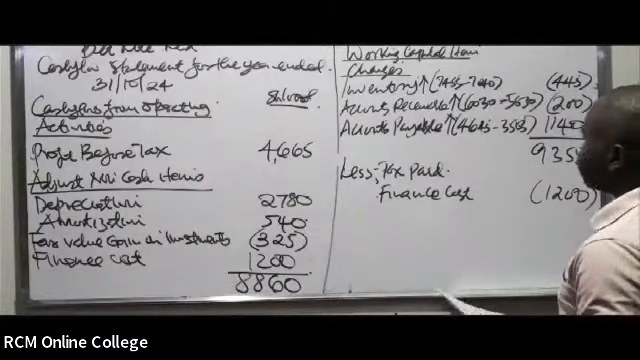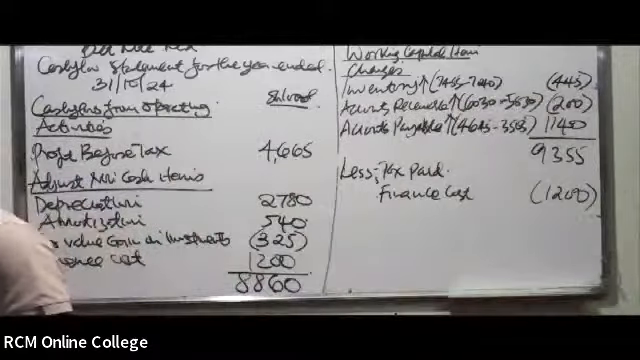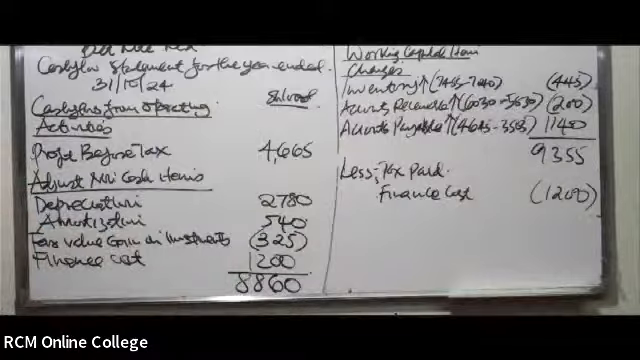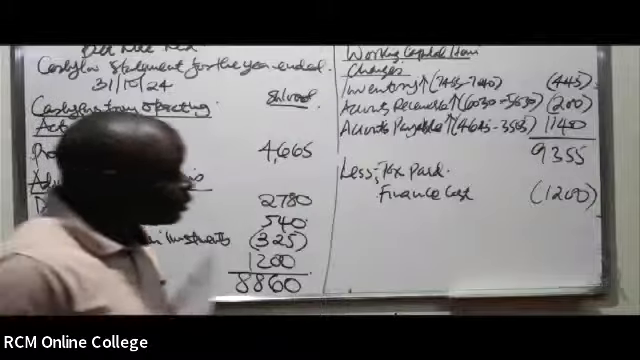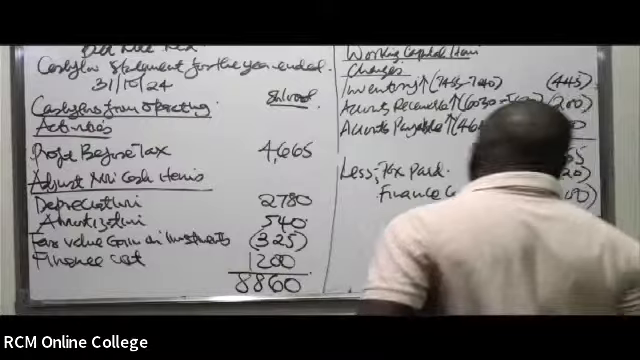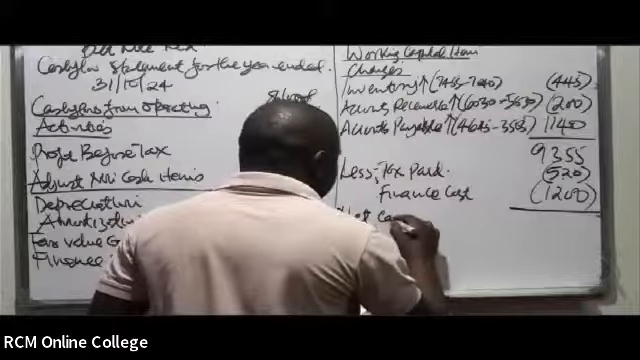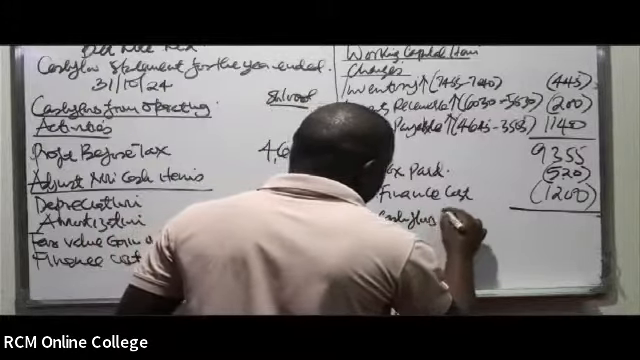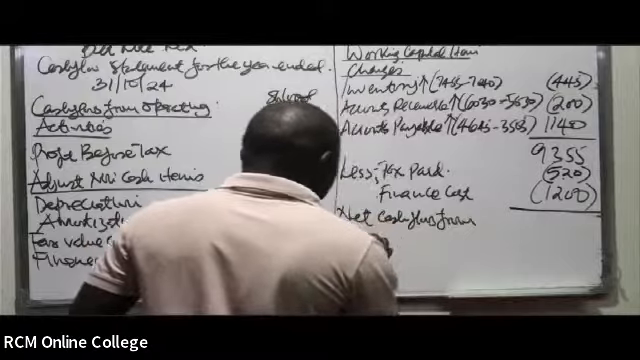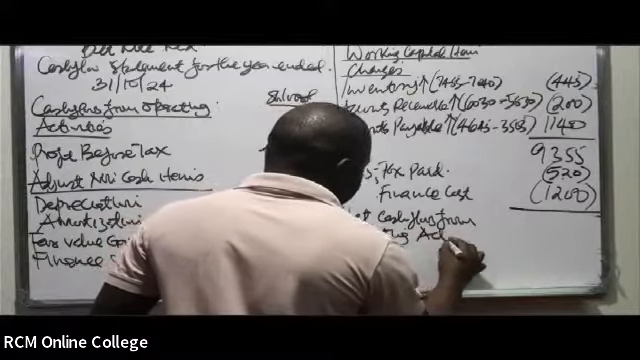1,200. Then the tax paid, we've also been able to do it in the income tax expense. It was coming to a figure of 520. So we deduct 520. So with these ones now, at least we can be able to come up with the net cash flows from operating activities.